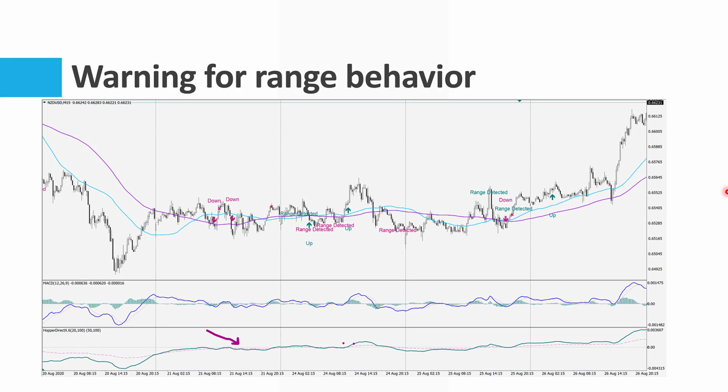And then in this slide, this is the warning for range behavior. When you're looking back through the history of your charts and you see a period of time, a few days here, where the market's going sideways, it's really easy to look back on it and say, oh yeah, that was just a range, and of course nobody would want to trade that. But in the moment, it's very difficult to feel like you can be certain that it's an avoidable range.